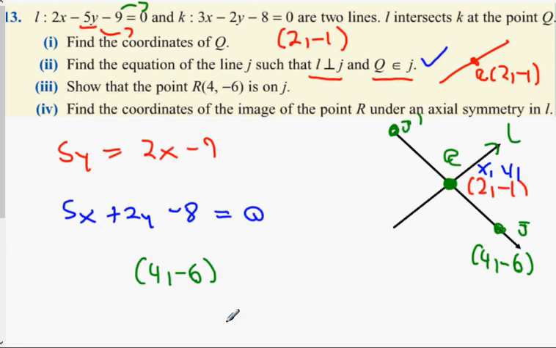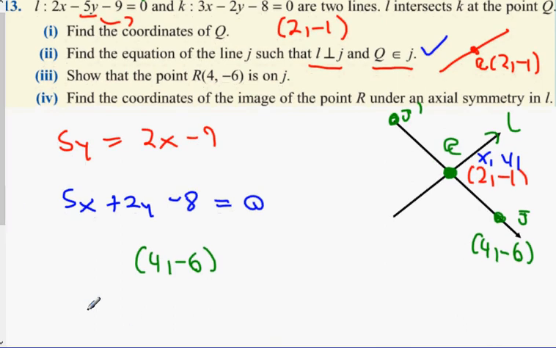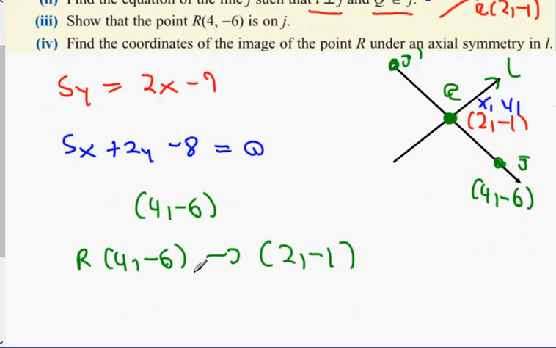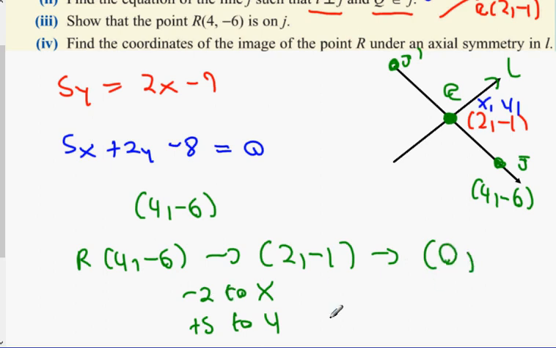So tell me something. You write down the point R. The point R is (4, -6). When we bring R all the way up to (2, -1), what's the rule? How many x blocks do we have to go across? We have to go from 4 to 2. So that's minus 2 to x. And what's the other one? Minus 6 to minus 1, that's plus 5 to y. Now we have to go out the same amount out the other side. So what are we going to get here? Take 2 away from x, we get 0. Add 5 onto y, we get 4.